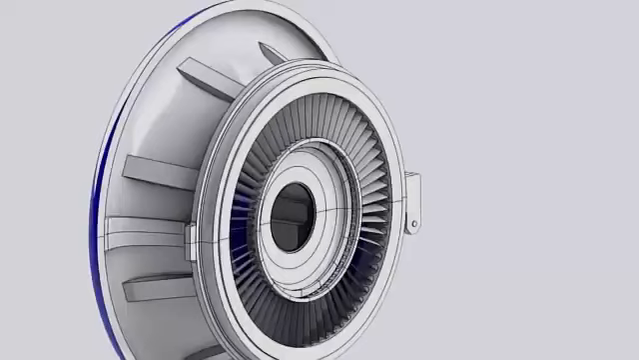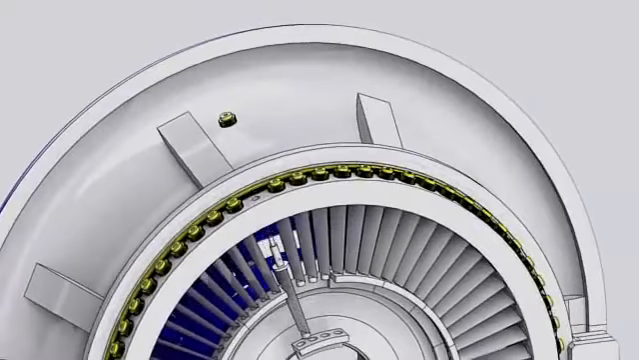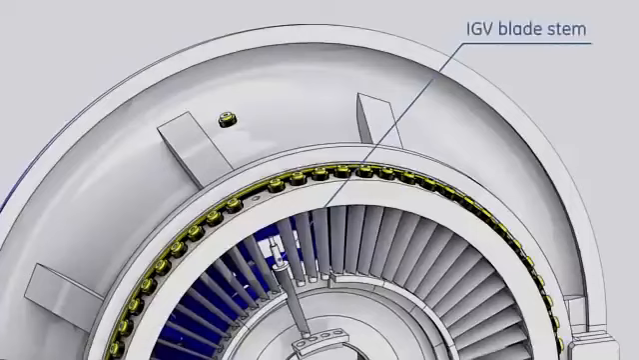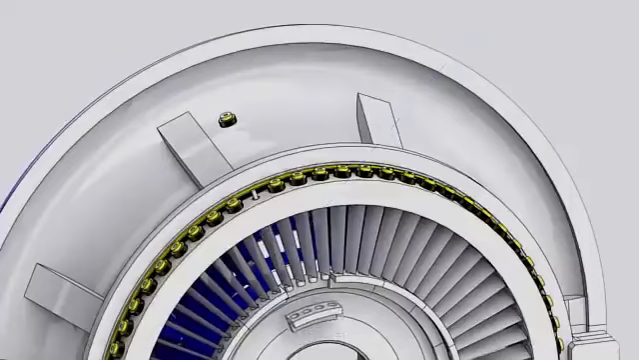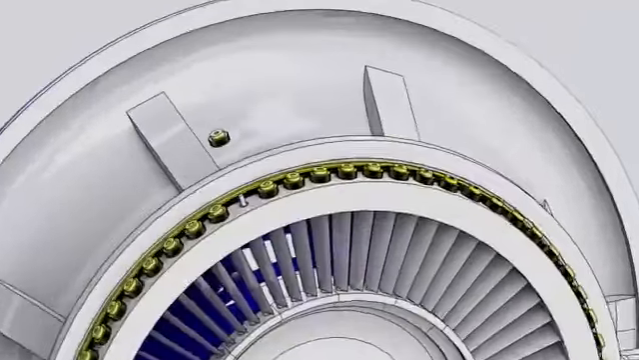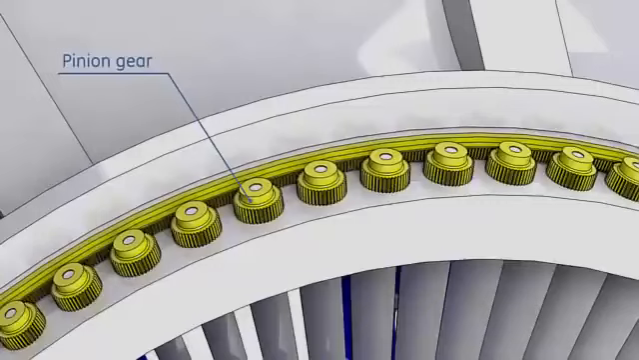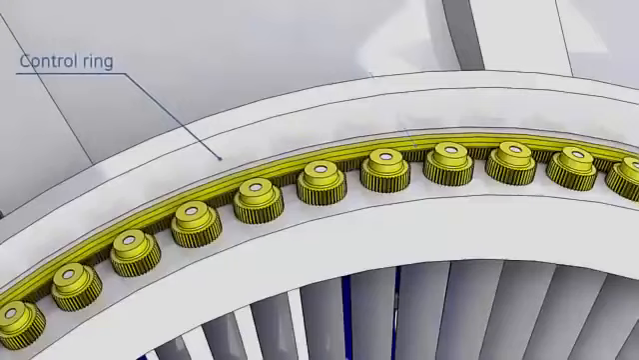Variable inlet guide vanes are located at the aft end of the inlet casing. The function of these guide vanes is to control the amount of airflow across the compressor. The total number of the inlet guide vanes is 64 blades. Each blade stem is inserted into a hole machined on the inlet casing. Each 4 of them are supported from below by one inner segment. A pinion gear is installed to each blade stem and is keyed into position. These pinions are rotated by a ring gear, which is assembled to the control ring.